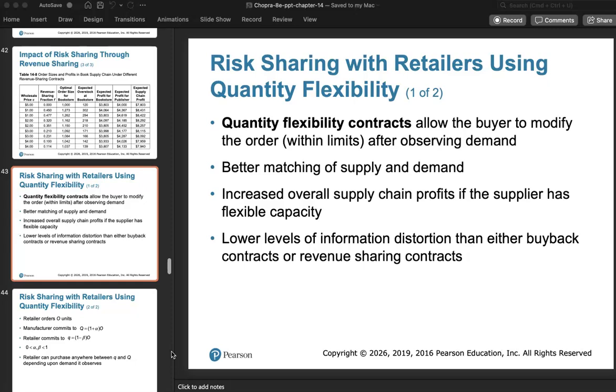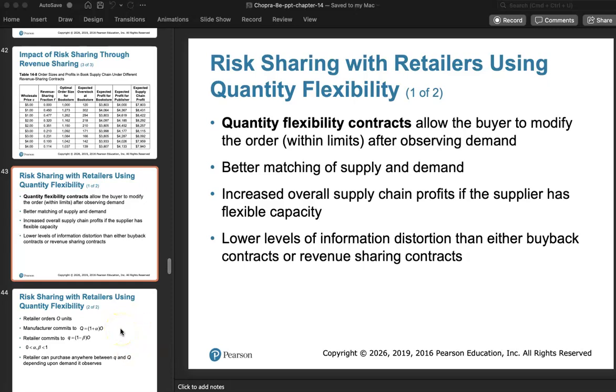So, the quantity flexibility contract. It says that a buyer can modify the order that they place within limits after actually observing demand. This is better for matching supply and demand closer, and it increases overall supply chain profits if the supplier has some flexible capacity. So this leads to a lower level of information distortion compared to buyback contracts or revenue sharing contracts, because both the supplier and retailer have some flexibility in this situation.